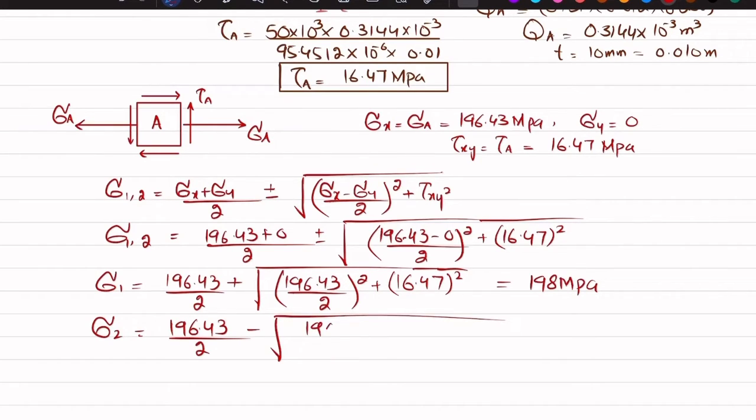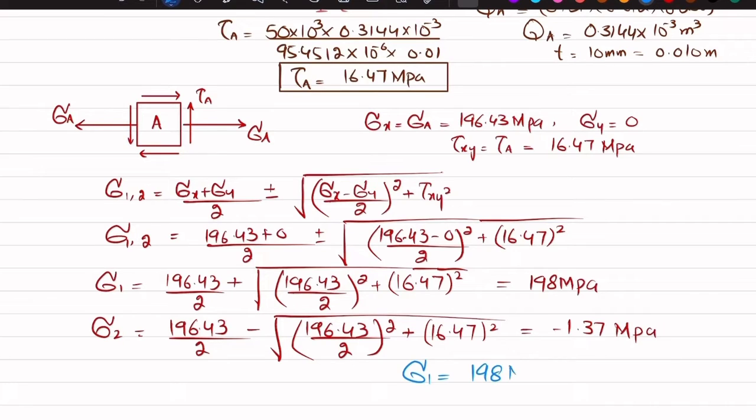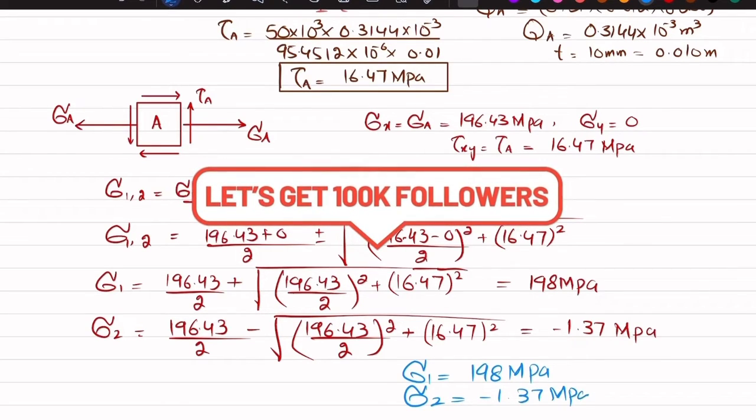Similarly, you can calculate sigma 2, and sigma 2 will be equal to 196.43 divided by 2 minus under the root 196.43 divided by 2 whole square plus 16.47 whole square. And when you calculate it, you will get minus 1.37 megapascal. So at the end, we have calculated the principal stresses, which are the maximum stresses at point A, equal to 198 megapascal, and other principal stress is minus 1.37 megapascal.